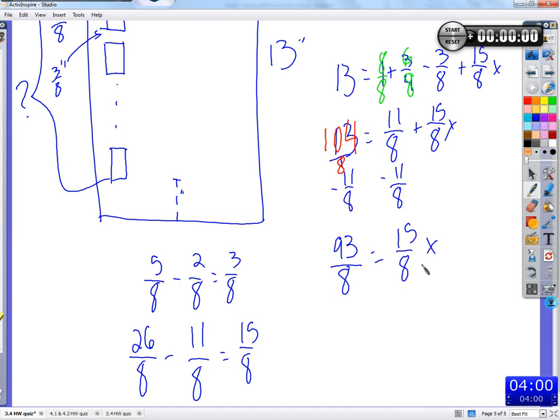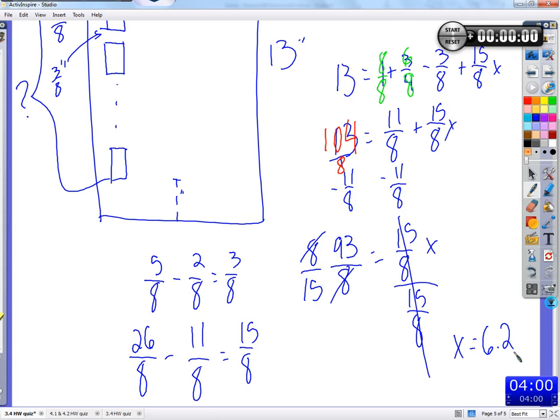How do we solve for x? Divide by 15 over 8. Right. Definitely 15 over 8 divided by 15 over 8 is 1. 1 times x, that's good. Multiply by 8 over 15. Divided by 15? 6.2. Okay. The question was how many pictures can we fit?